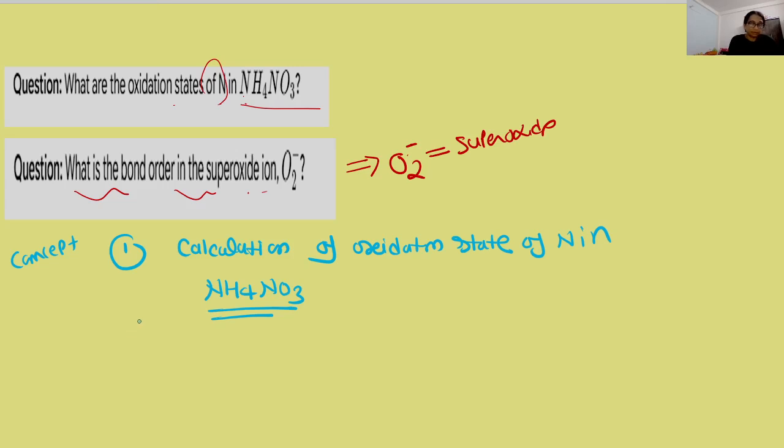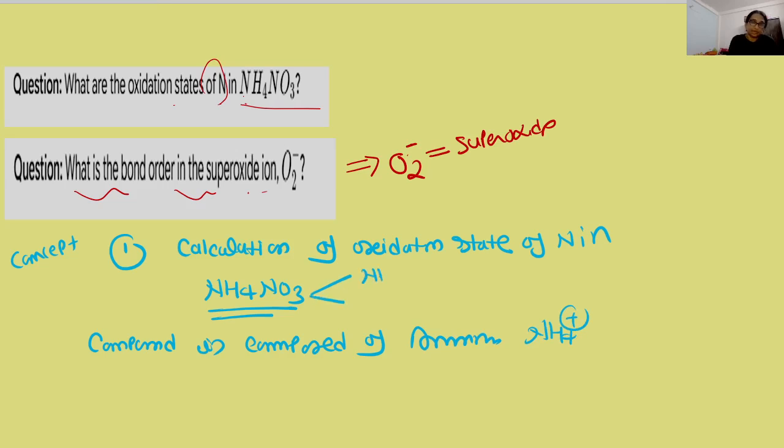The compound is composed of the ammonium ion, meaning NH4 positive, because in this compound the NH4 positive ammonium ion and the NO3 negative nitrate ion are present. Okay, and the nitrate ion is NO3 negative. Clear?